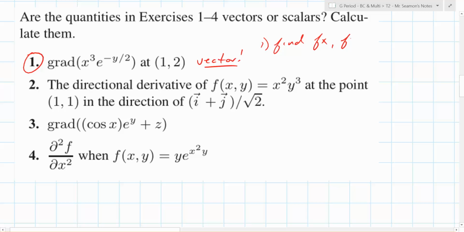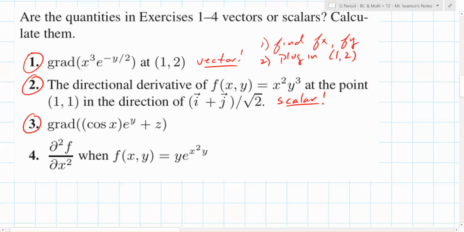So find fx and fy, and then what's step 2? Plug in 1, 2. So this is a vector. Let's not do it, let's talk about the process. The directional derivative at the point in the direction. Is that a vector or a scalar? Scalar. It's a scalar, yes, exactly.